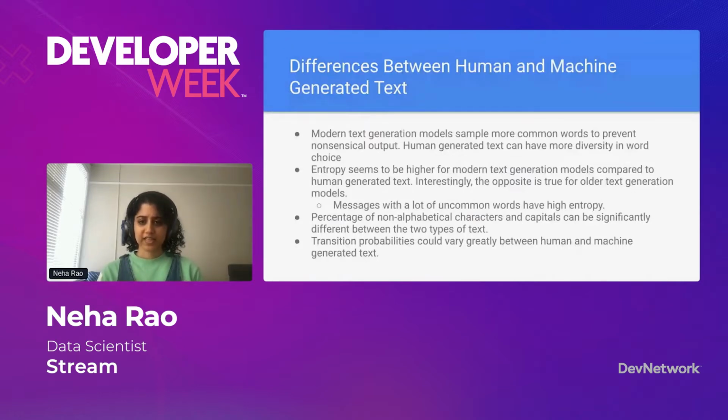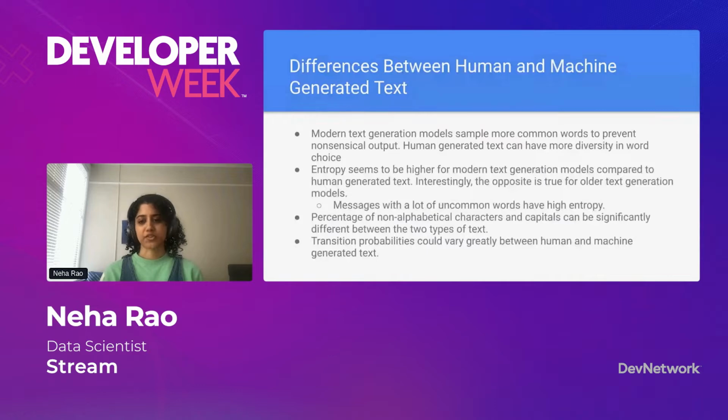The sampling technique that quite a few models use, something like top K, for example, really truncates the number of words you can use to more common and more high probability words to prevent nonsensical output. This has the nice byproduct that it has lower diversity in word choice than human-generated text. So we can exploit that to our advantage with those sampling techniques, at least. Related to that, entropy seems to be higher for modern text generation models compared to human-generated text.